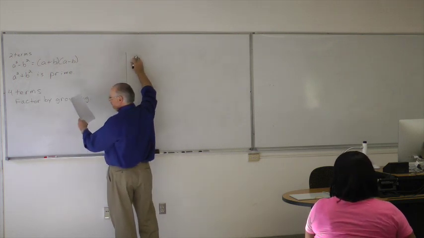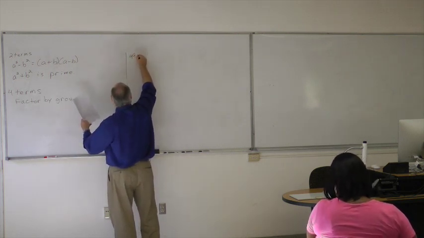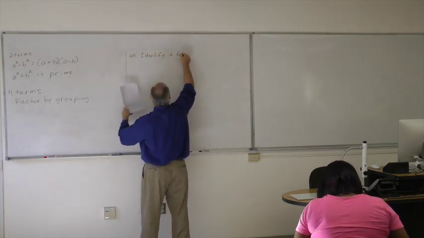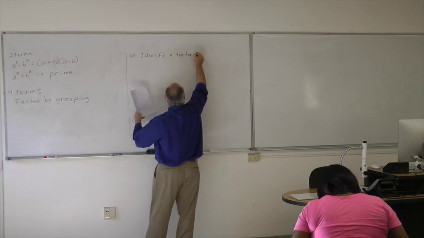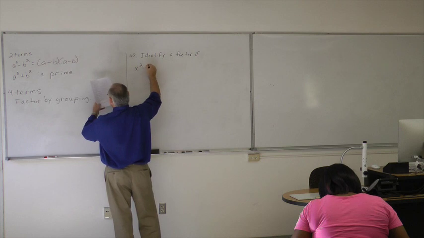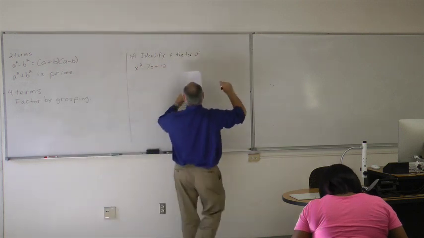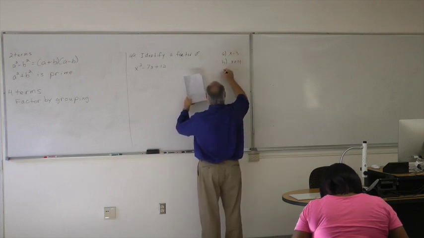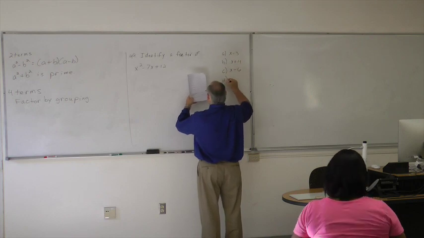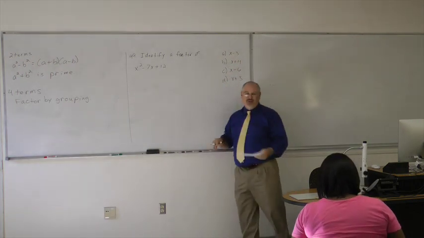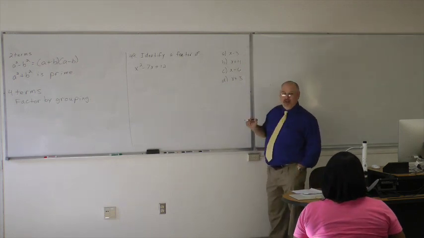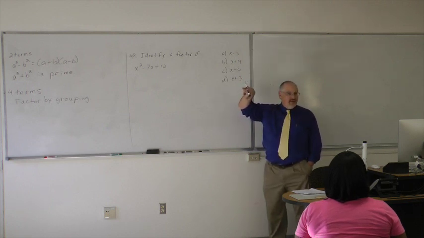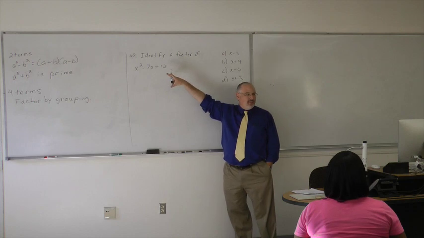So let's do 49. Identify a factor of x squared minus 7x plus 12. And for those of you at home, the answers are x minus 3, x plus 4, x minus 6, and x plus 3. Notice that we don't provide you with the whole factorization. Because if we gave you both factors, then you could just multiply those factors together and see which one gives you back the original problem.